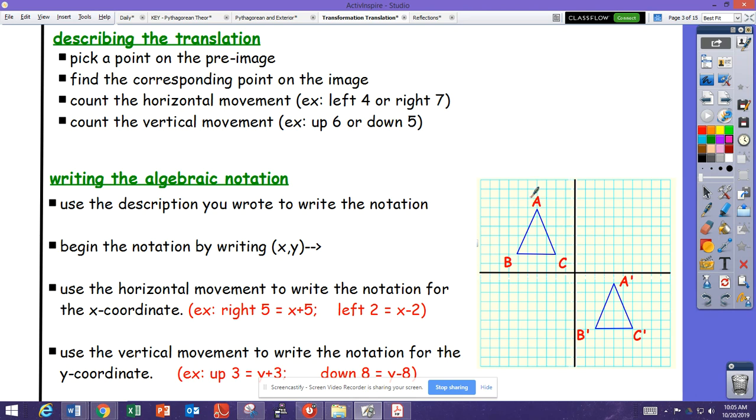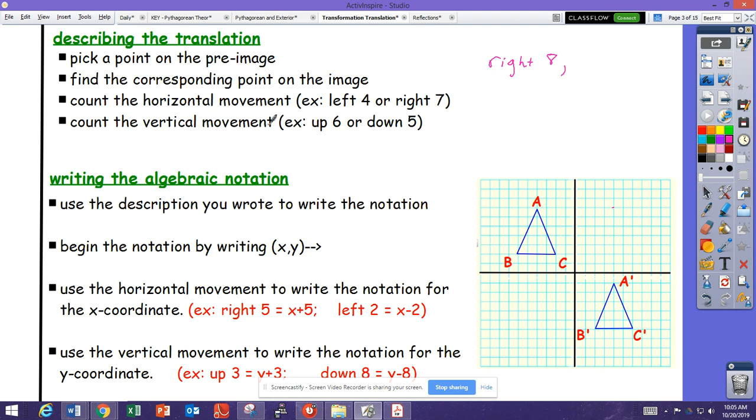So pick a point on the pre-image and then find the corresponding point on the image. I'm going to go with point A, so the corresponding point would be A prime on the second shape. Now I'm going to count how far horizontally the shape went. Horizontally is left and right. In this case, we're going to go right, as far as it takes to get lined up with A prime. I'm going to count that: 1, 2, 3, 4, 5, 6, 7, 8. I'll write that down: I went to the right 8.